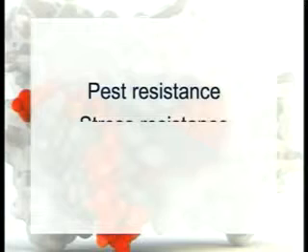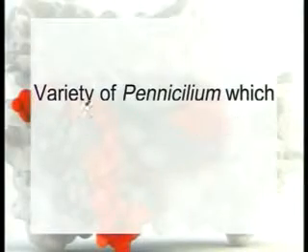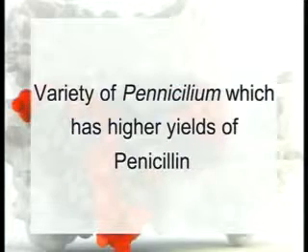The application of such mutations has been more in plant science. It has been possible to provide an organism with useful characters such as pest resistance, stress resistance, or high yielding varieties. For example, it has been possible to develop the variety of penicillium which has higher yields of penicillin. Now, harmful mutations. A harmful mutation is a mutation that decreases the fitness of the organism.